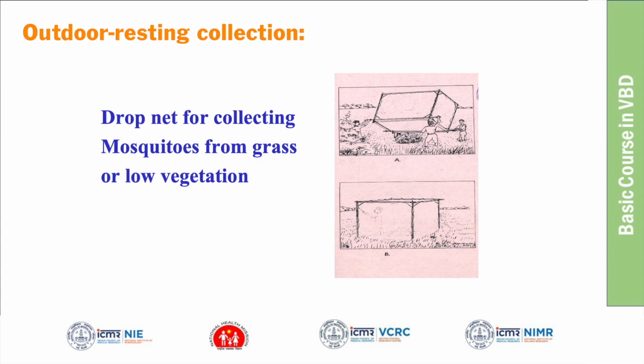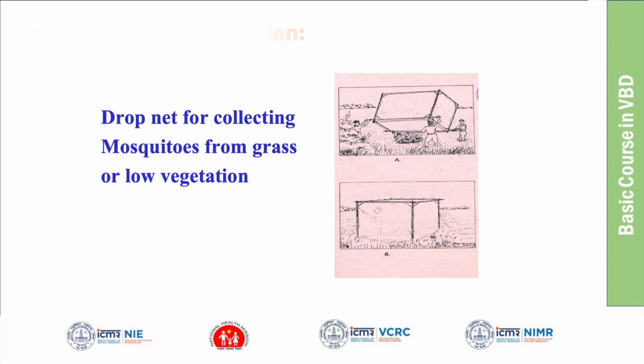So this is a drop net. Four people carry it without disturbing the mosquitoes. This can only be put over low lying vegetation. A drop net is used for collecting mosquitoes from grass or low lying vegetation. Drop nets also we can use.